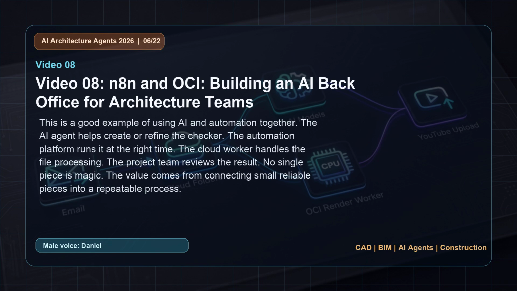This is a good example of using AI and automation together. The AI agent helps create or refine the checker. The automation platform runs it at the right time. The cloud worker handles the file processing. The project team reviews the result. No single piece is magic. The value comes from connecting small reliable pieces into a repeatable process.